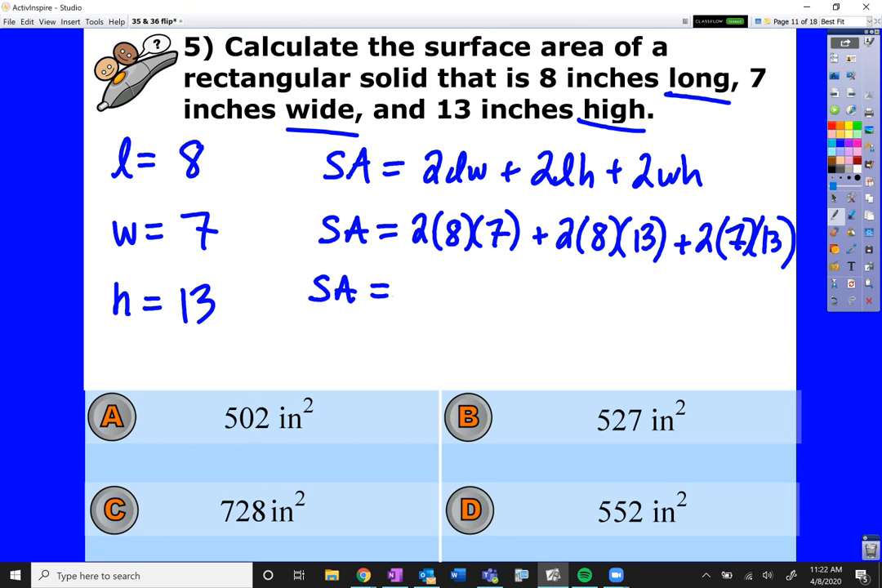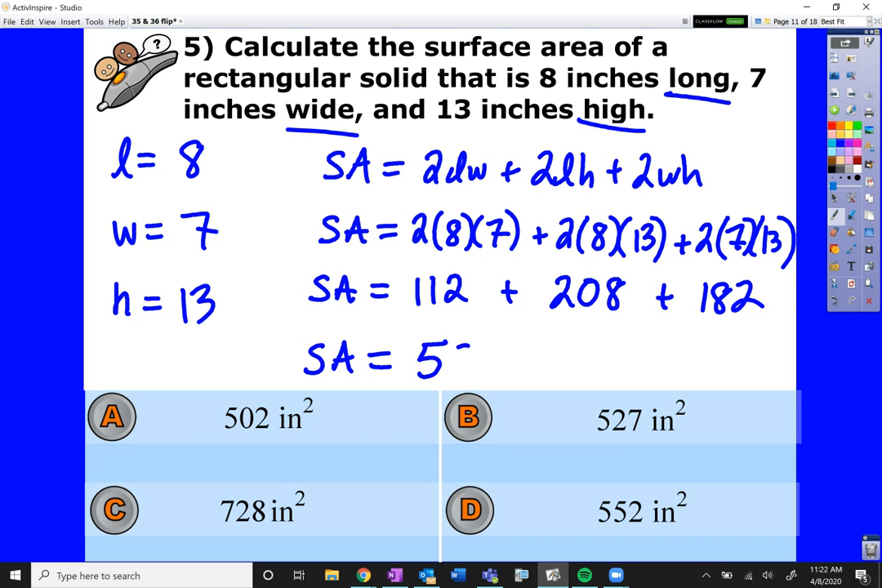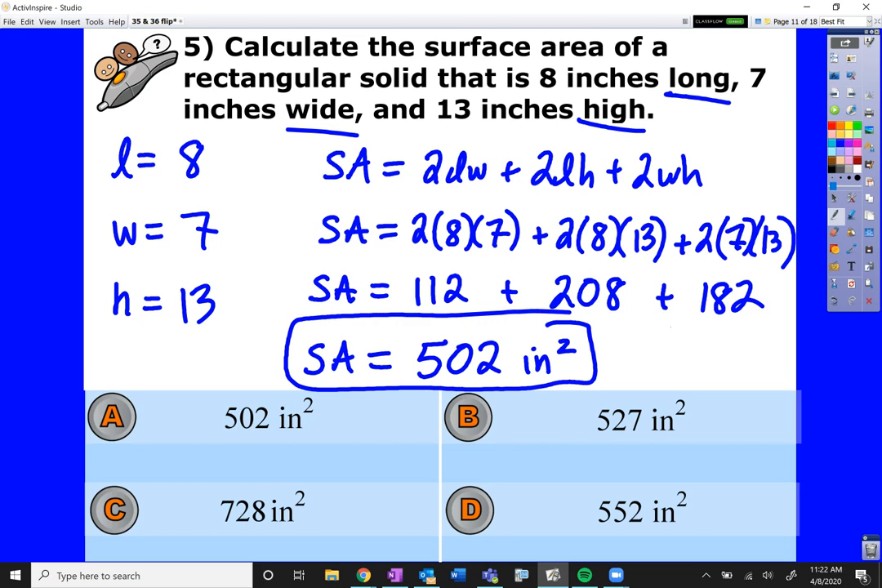Here we go. 2 times 8 times 7, that's 112. 2 times 8 times 13, that's 208. 2 times 7 times 13, 182. We're doing our order of operations. We are doing our multiplying before we are adding. Now we add them all up. 502 is our units, inches squared.